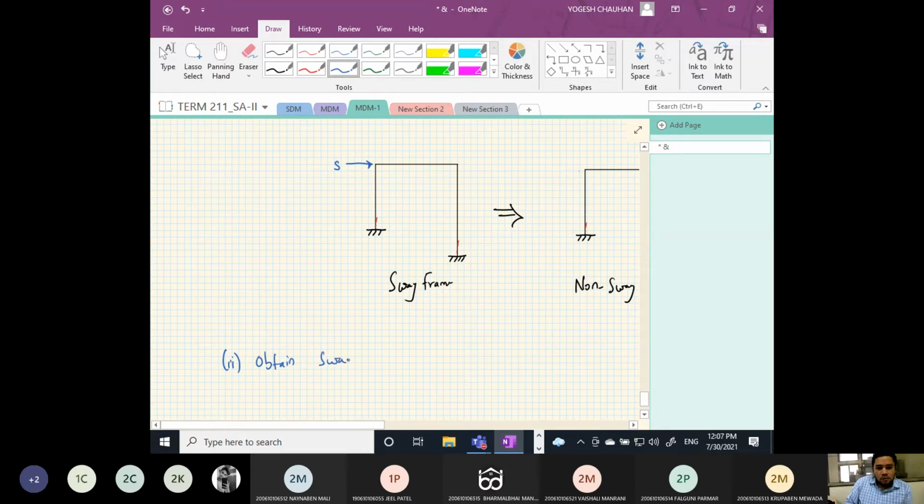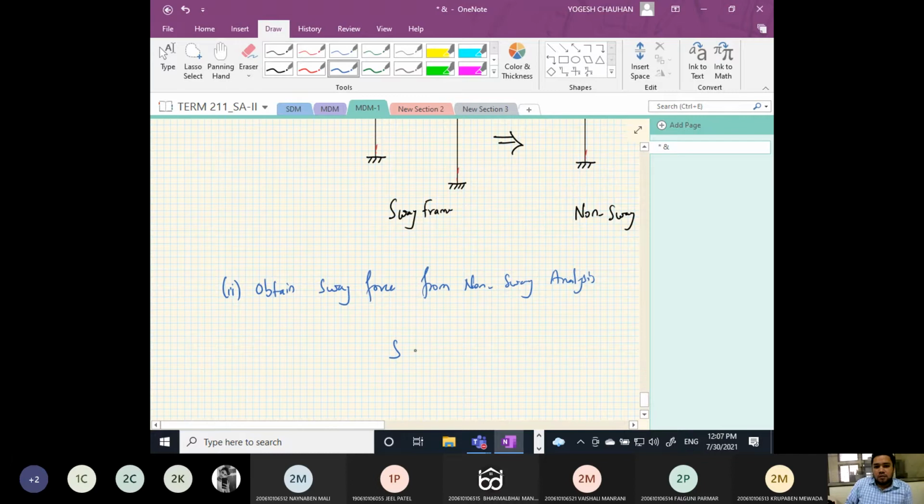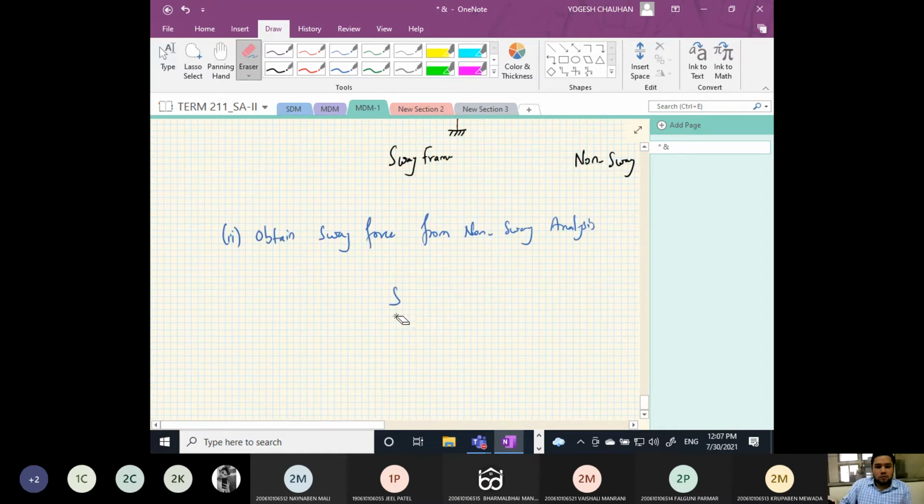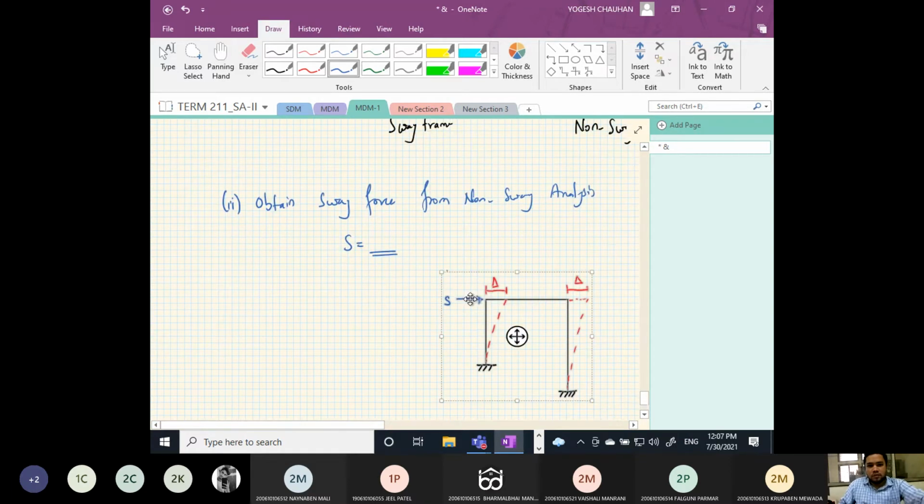Obtain sway force from non-sway analysis. So you will get some force S from the non-sway analysis. You will get this value of S. Okay, this is the actual sway.